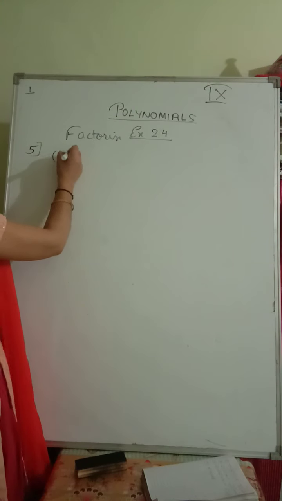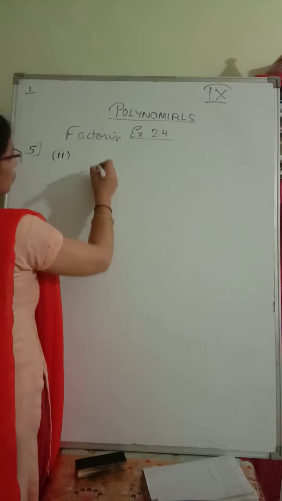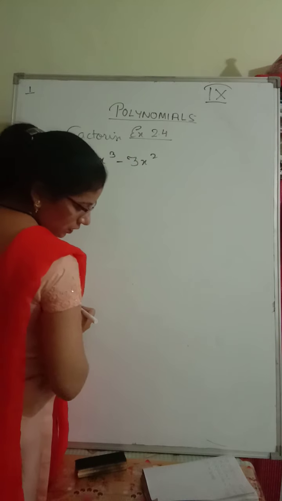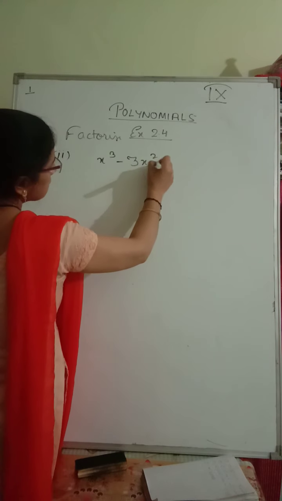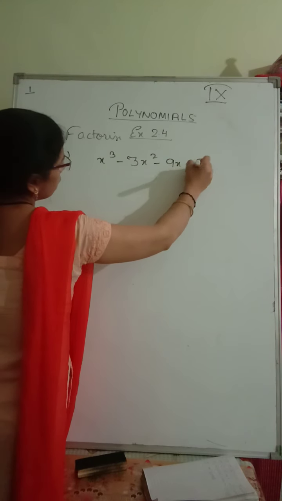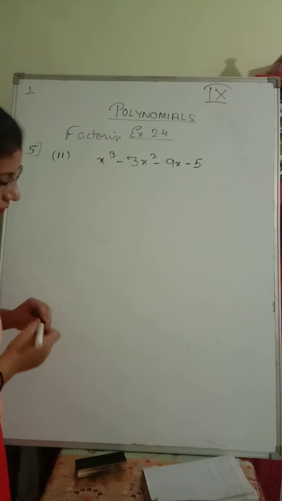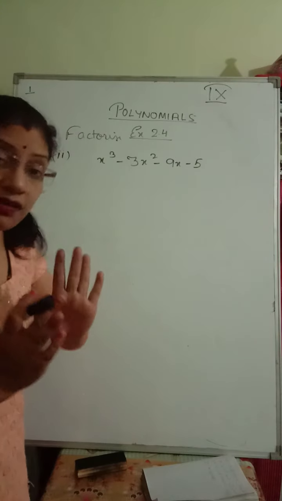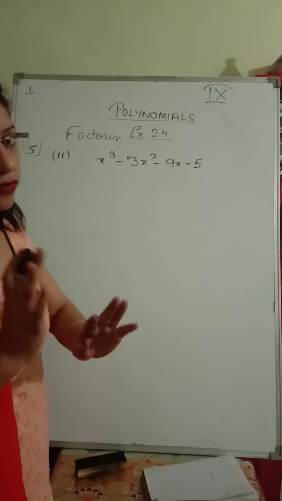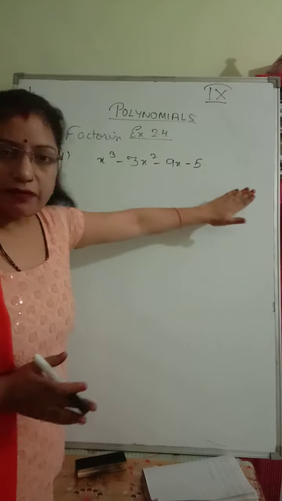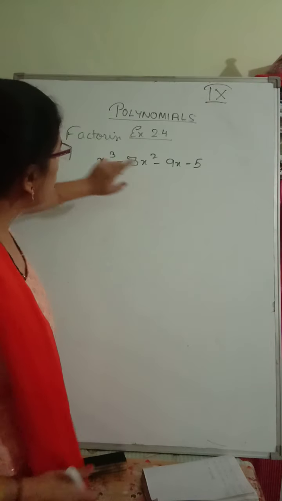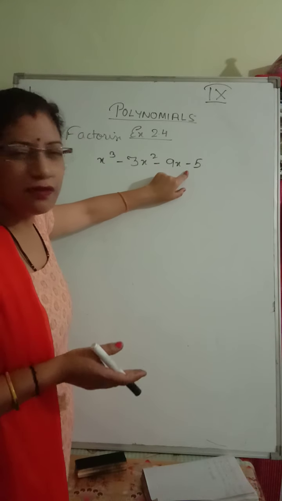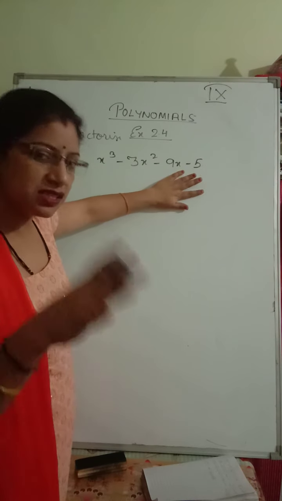So what is the second part? X cube minus 3x square minus 9x minus 5. This is your second one. Now in the same way, we have to put a value of x such that this polynomial becomes 0. Look here, if you put 1, these three terms will be negative, so it will not come 0. So let us try with x equals minus 1.